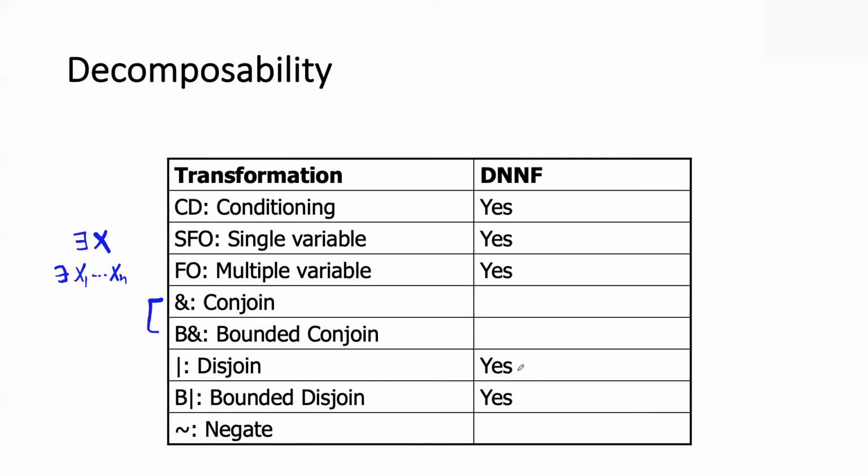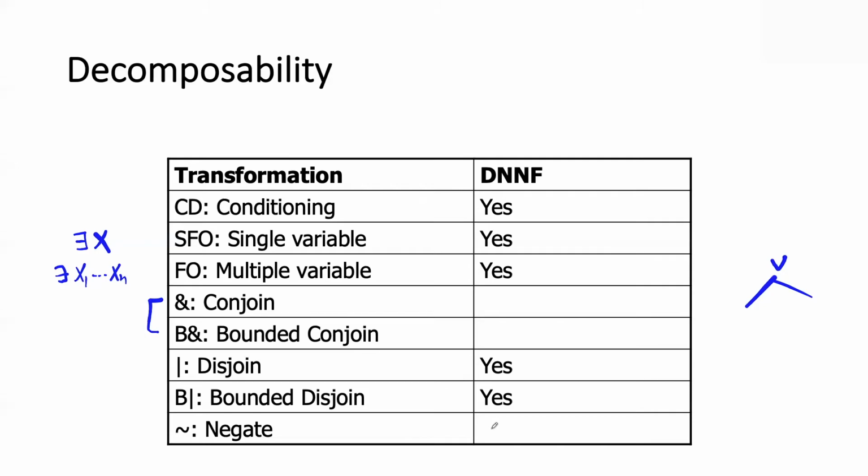Disjunction is easy for DNNF, right? Because you can just put an OR node and you're good. You don't violate anything. Negation is not easy. Now, we showed the yeses, we didn't do the no's and why you can't do them, but I was going to give you a hint of that next.